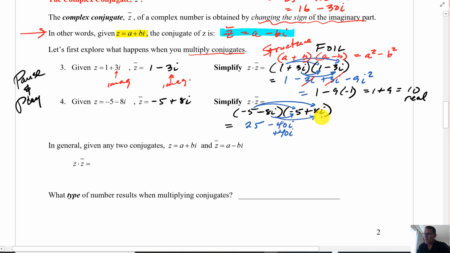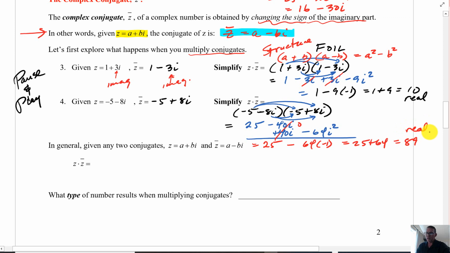And then negative 8i times 8i, and that's a negative 64i squared. So what do you get? Well, you get 25 here. These cancel. Sorry about the screen flashing there. So these cancel to 0. Opposites always add to 0. So you get 25 minus 64 times negative 1. That's 25 plus 64, and that's 89. Holy cow, we got a real number again.